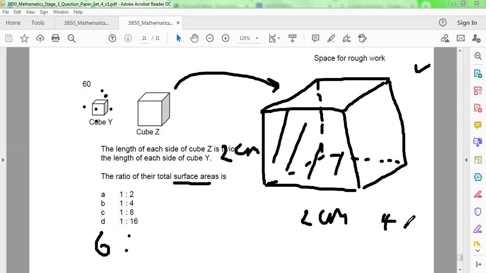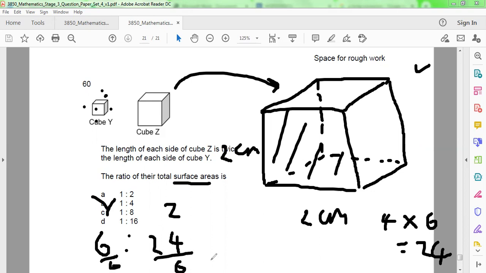So the area of one of the sides of cube Z would be 4. How many faces does cube Z have? 6. So 4 times 6 is 24. The total surface area of cube Z would be 24. So this is the ratio of cube Y to cube Z. Now, if I divide everything by 6, I will get 1 to 4. So that's our ratio. It's a 1 to 4 ratio.